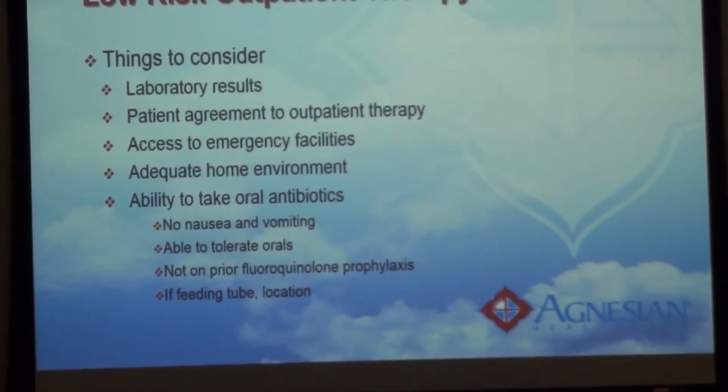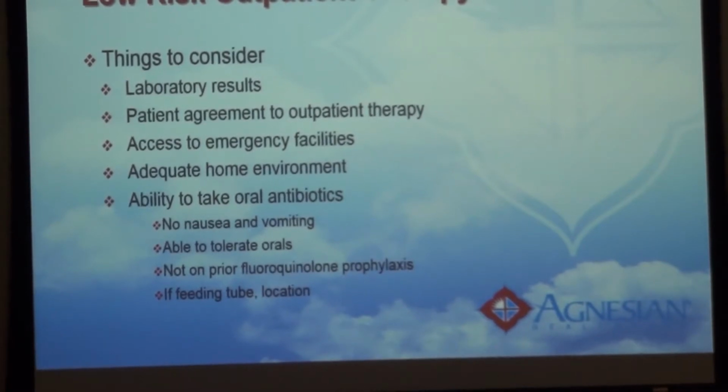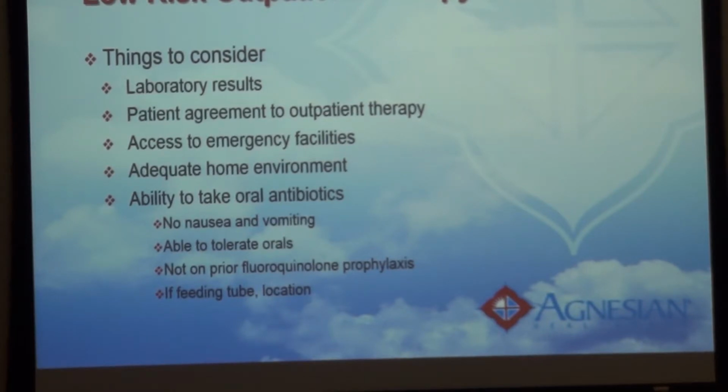Do they have the home environment necessary to take these medications, or to go into the clinic for IV antibiotics if that's what's determined? Or can they even take them? Do they have nausea and vomiting? Are they able to take other orals? Have they had fluoroquinolone prophylaxis? The reason that's important is fluoroquinolones are the only oral antibiotics that have pseudomonal coverage. So if you were on prophylactic fluoroquinolones and you spiked a fever and got neutropenic, we need to put you on something that covers Pseudomonas. There aren't any outpatient options for it.